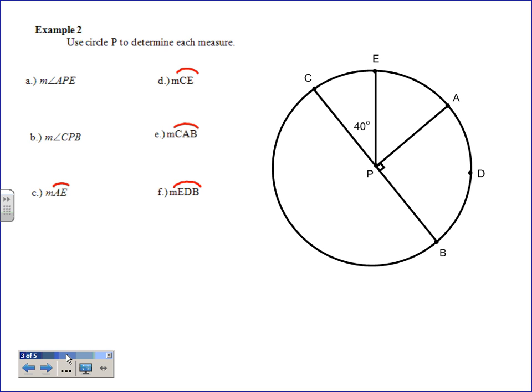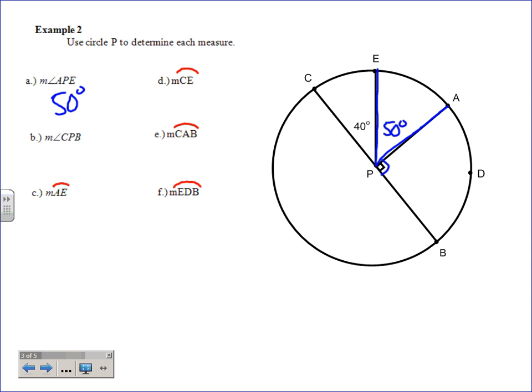So the first thing they ask us is to find the measure of angle APE, which is right here. Well, if 90 is used up there, 40 is used up there, how do we know that CPB is a diameter? Because it's circle P, so P must be the center. And so we know it's 180, which leaves how much for this one right here? 50. Okay, so that's the answer right there, 50 degrees.